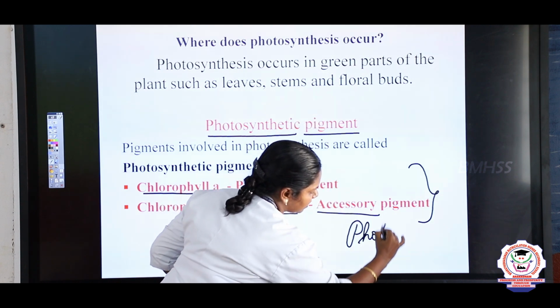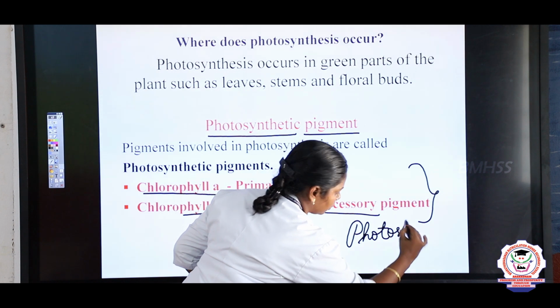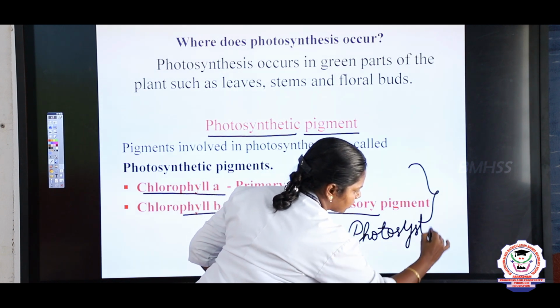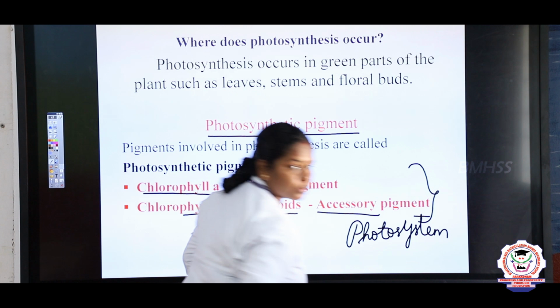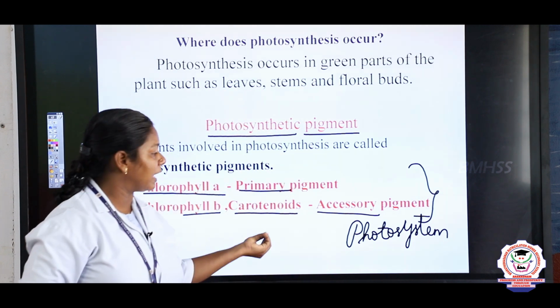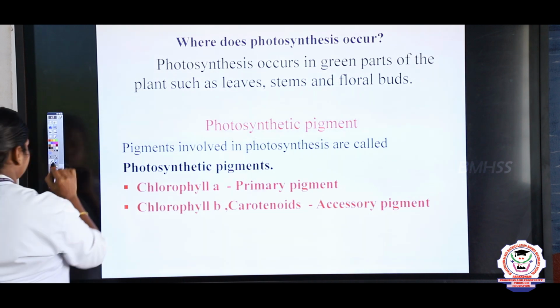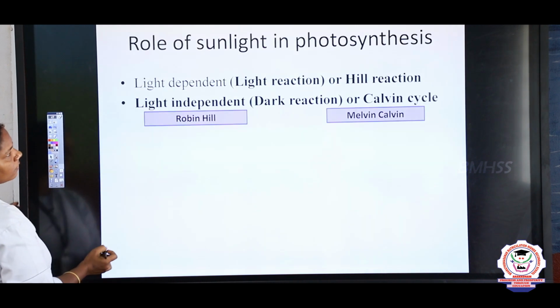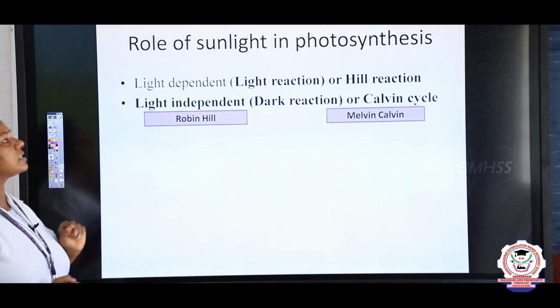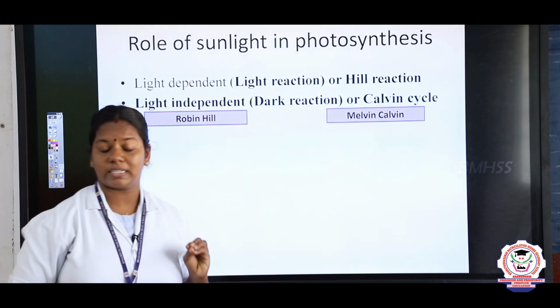In higher classes you may study about photosystem 1, photosystem 2, right, the TCA cycle. It will be very helpful in your higher classes. And now we are going to study what is the role of sunlight, right?